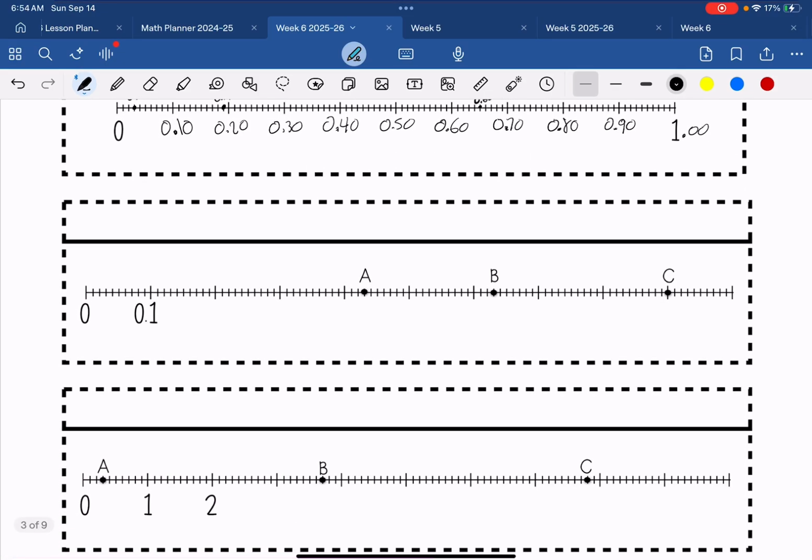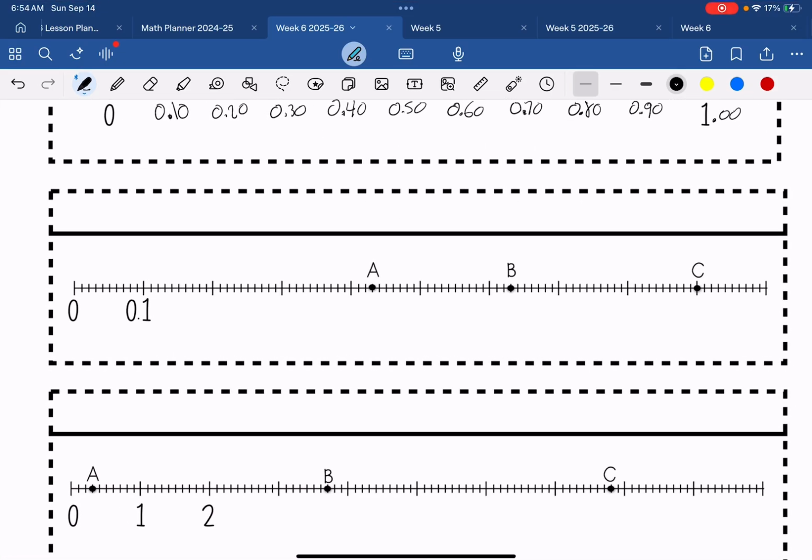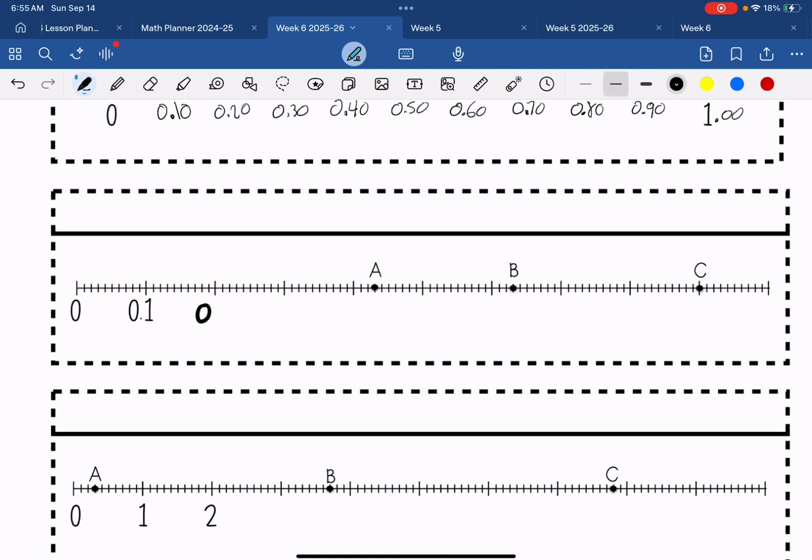Now we have this number line. Okay, this number line, we start with 0. And I don't see a 1 whole, but I know this is 1/10. So from here to here is 1/10. So I can safely say that the next one is going to be another tenth. So we're going to put a 0. And then we're going to put a 2 in the tenths.